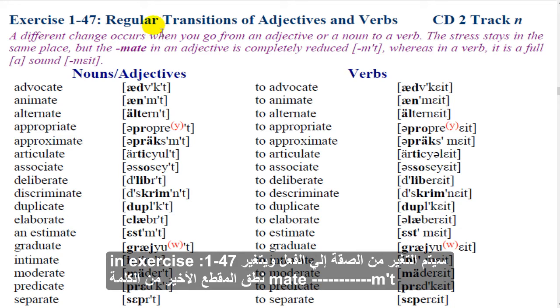Regular transitions of adjectives and verbs. A different change occurs when you go from an adjective or a noun to a verb. The stress stays in the same place, but the -mat in an adjective is completely reduced to "mat", whereas in a verb, it's a full A sound, "mate".